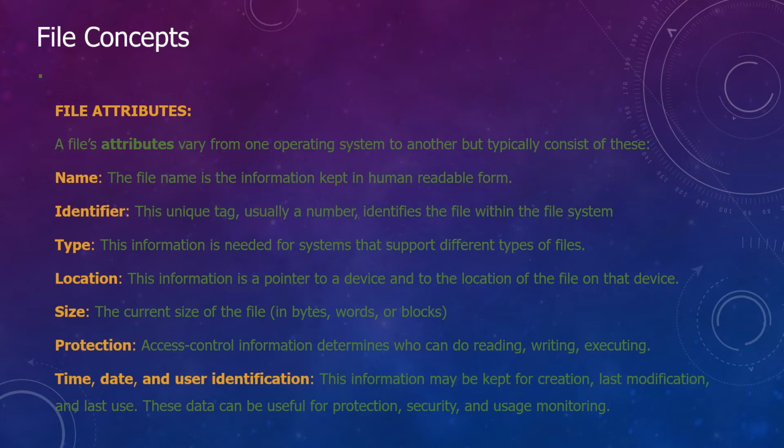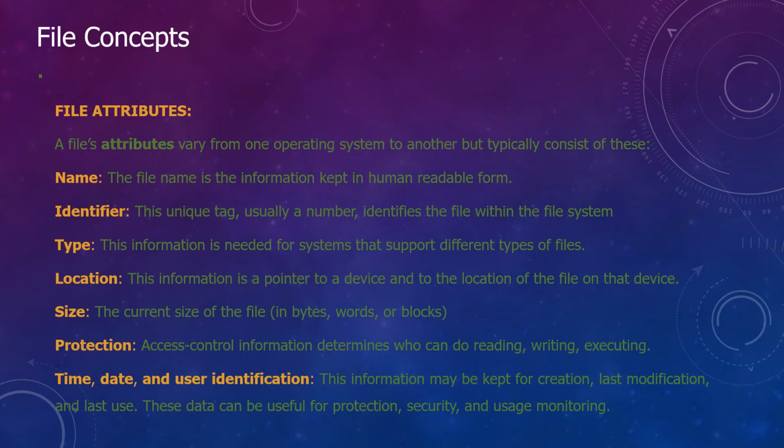The next file attribute is type. What type of file is yours? Whether it is a text file, a document file, or a programming file, which indicates the type of the file. Next is the location. This information is a pointer to a device and to the location of the file on that device, where your file actually resides in the secondary storage device, on which block your file resides. That is indicated by a file attribute called location.